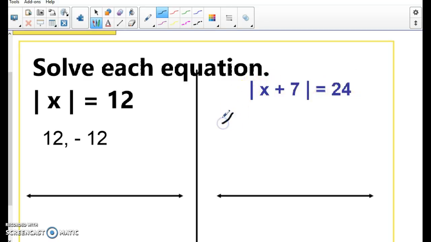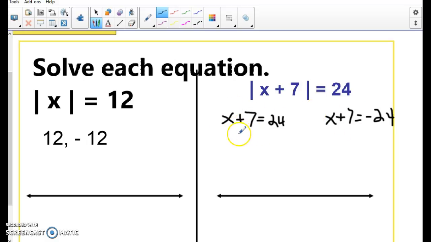The way I would set it up to figure out my 2 answers is I have to wait until everything is alone on the left side besides the absolute value bars, which this one's already done for us. And then I'm just going to write out my problem. So x plus 7 equals 24. And then the other part of the problem is x plus 7 equals negative 24, because this answer could be negative 24, and then when I take the absolute value of it, it would become positive 24. So that's how I figure out my 2 equations for my 2 answers.